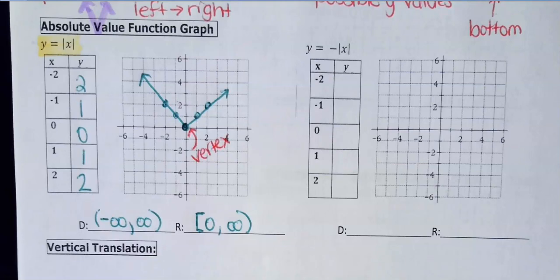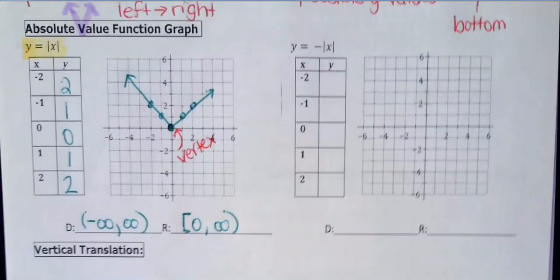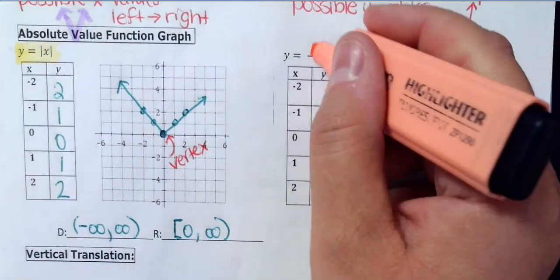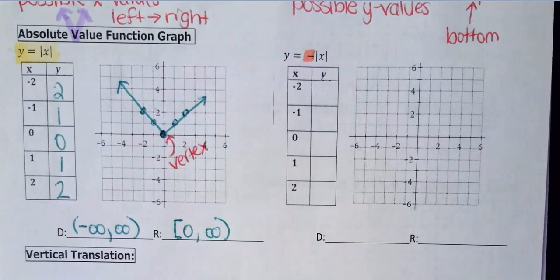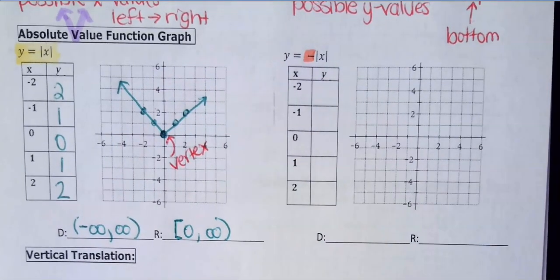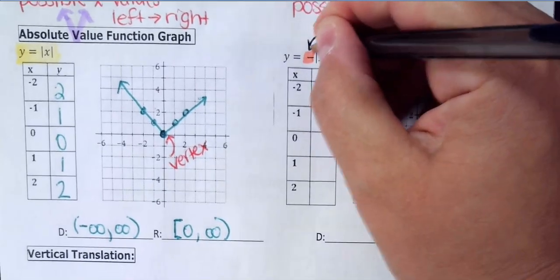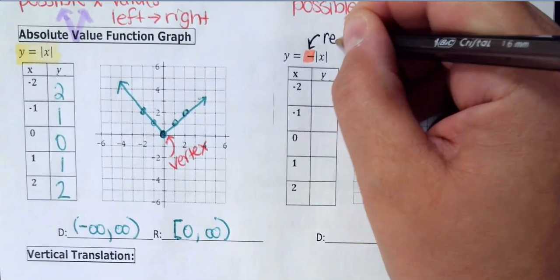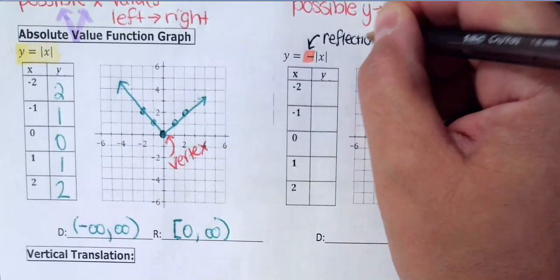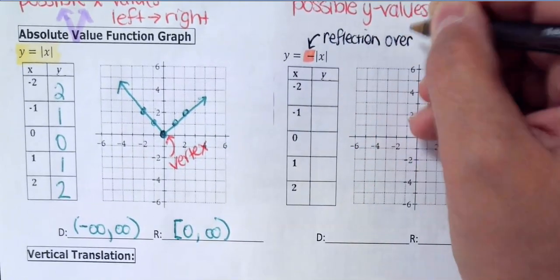Now, does anybody know, for the one right next to this, if I put a little negative sign out in front of the absolute value, what does that do maybe to the graph that I just did? Awesome. Okay, now I'm going to write this, and just so you guys can have it, but this is going to flip this over. The technical term for that, it's called a reflection over the x-axis.